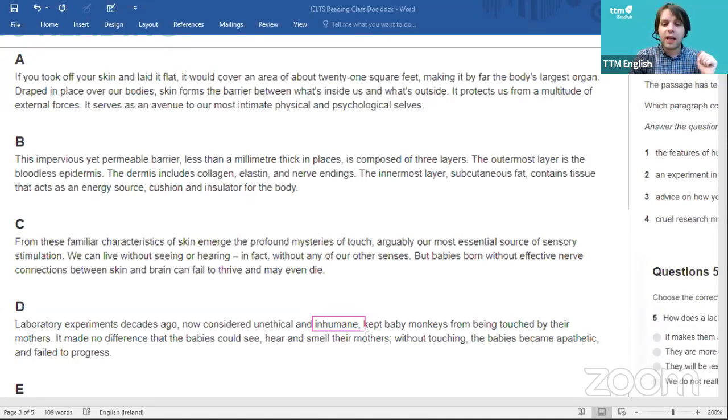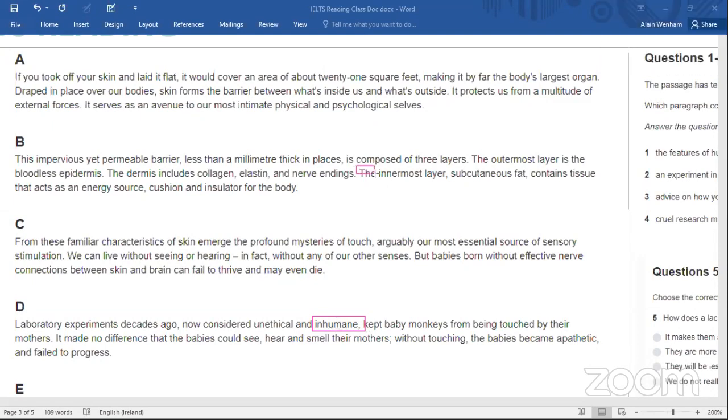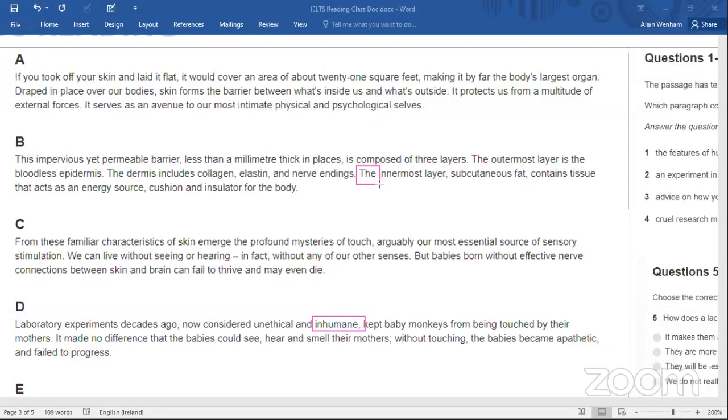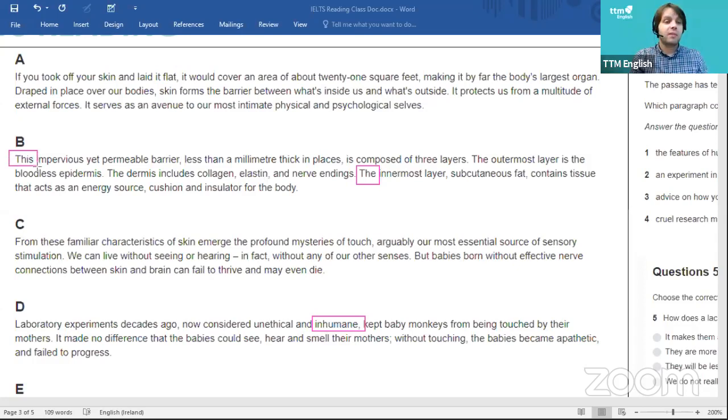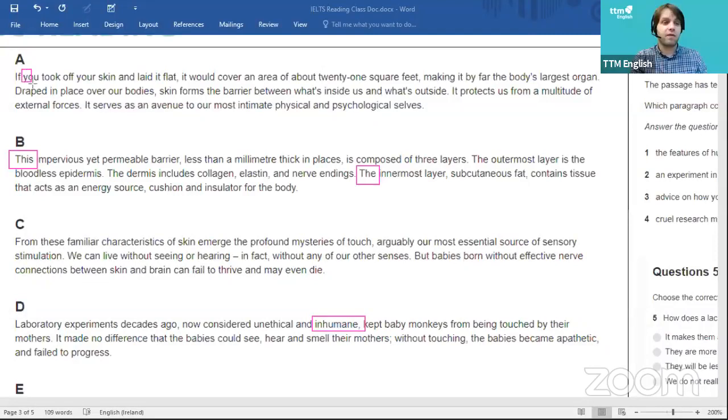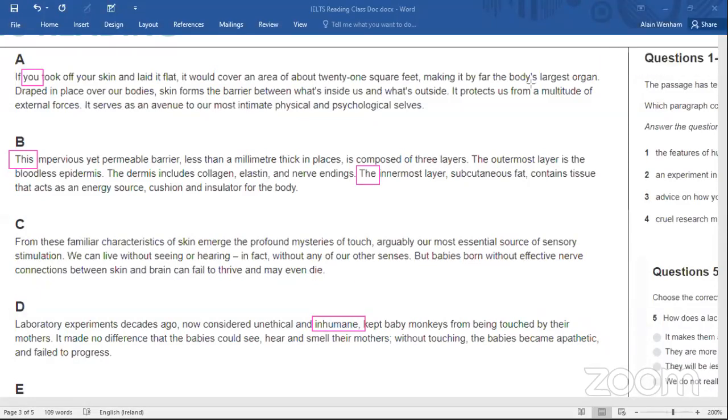Find me the word before innermost. The innermost layer. Good. Well done. Find me the word before impervious. This. Well done. Good. Find me the word before took off. Took off. You. Yeah, well done. Okay, found that very fast. Find me the word before multitude. Multitude. Good. You found that very fast.